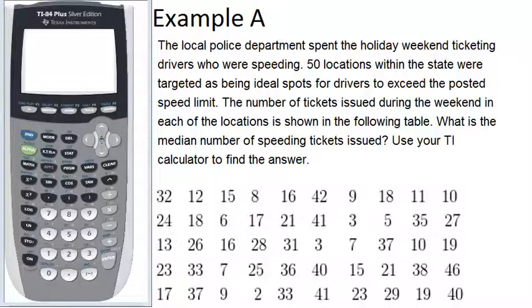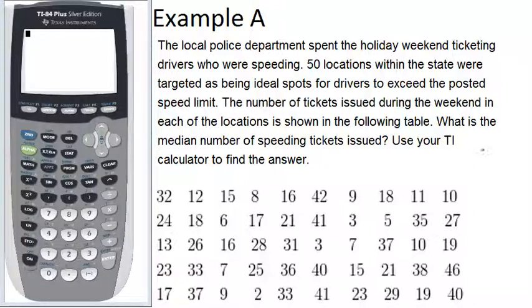50 locations within the state were targeted as being ideal spots for drivers to exceed the posted speed limit. The number of tickets issued during the weekend in each of the locations is shown in the following table. What is the median number of speeding tickets issued? Use your TI calculator to find the answer.